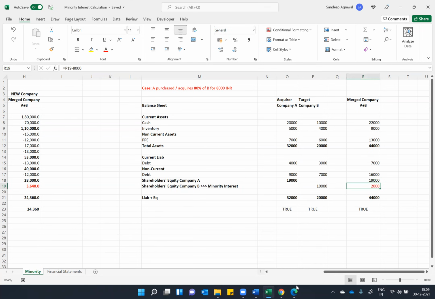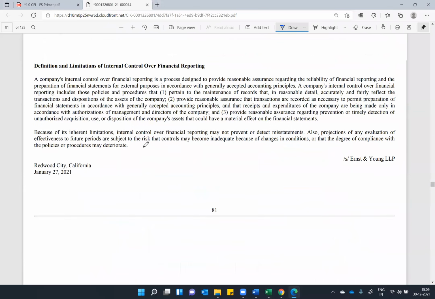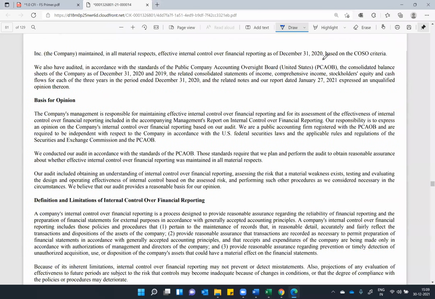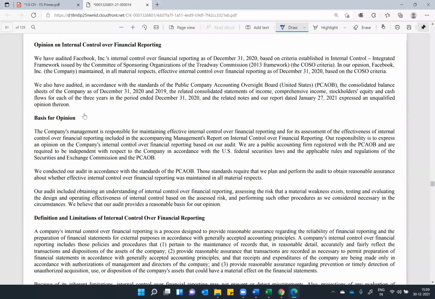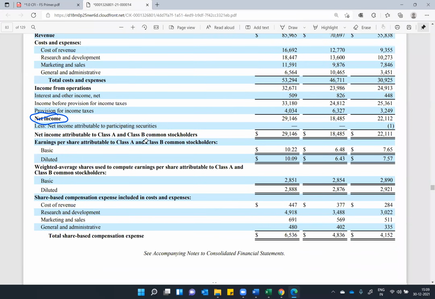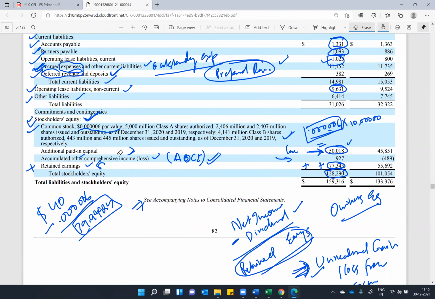And that's the reason why I have shown a case of minority here. So you will see many companies' balance sheets where we do have minority interest. In case of Facebook, we do not have. So just give me a minute. Let me go to the balance sheet and show it to you. So yes, as you can see, we do not have minority interest in the balance sheet section.